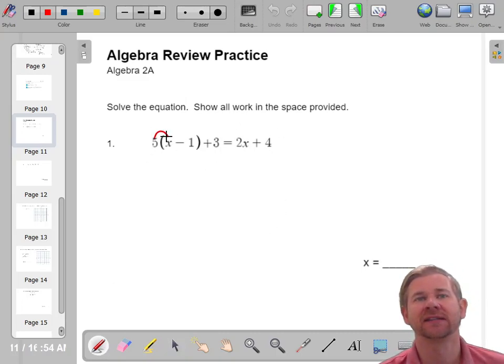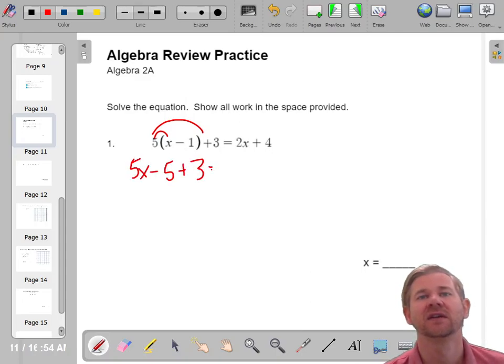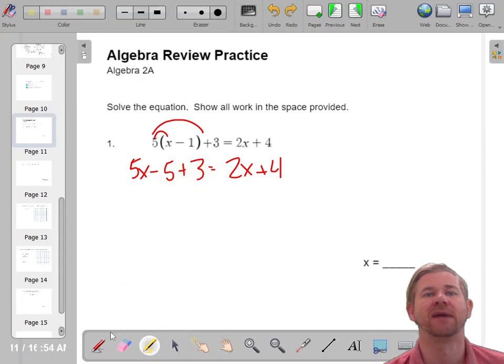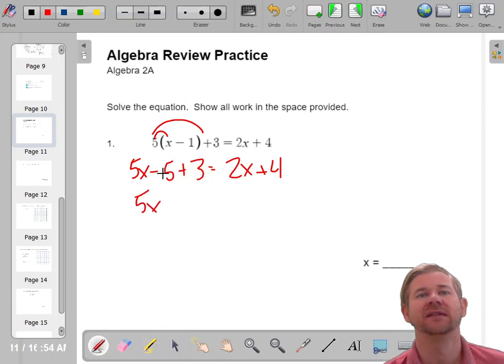If you see a number outside of parentheses, you need to distribute: 5x minus 5, and then on the right side I still have 2x plus 4. Now on the left side we have some like terms, so let's go ahead and combine those. 5x, negative 5, and positive 3 make negative 2.